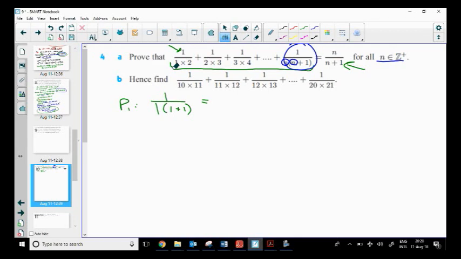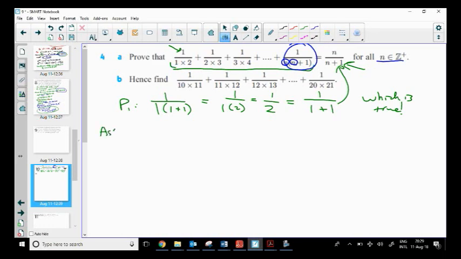Anyway, what is that? Is that equal? That's equal to obviously 1 over 1 times 2, which is equal to 1 over 2. And hey, is that equal to 1 over 1 plus 1, which is the format that we wanted over here on the right-hand side? Yes, it is. That's true. All right. Now the induction.